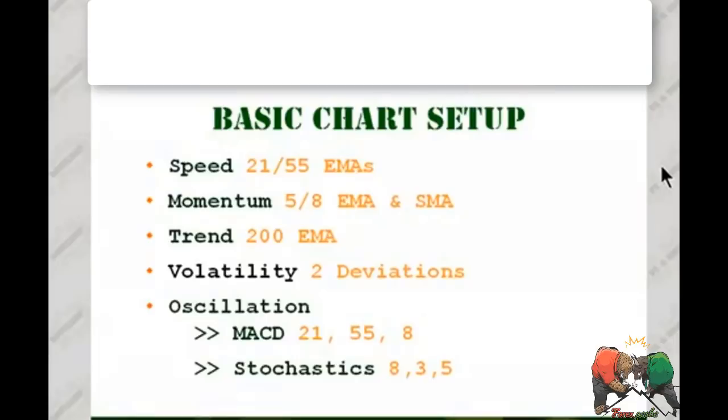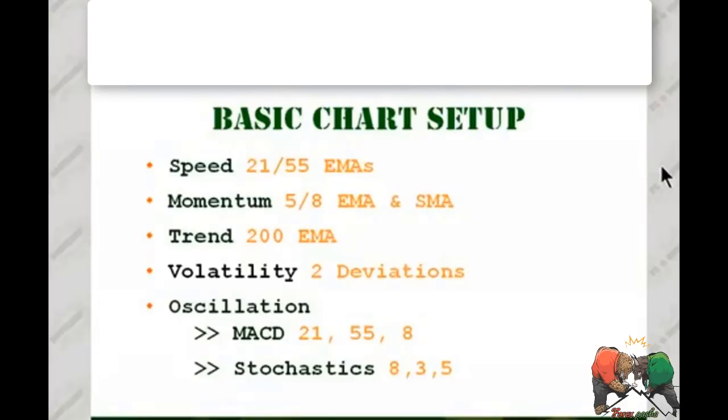I like 21 and 55. Now, for price action, or what I call momentum, we look at the 5-8 EMA, and the 8 is an SMA, but again, you don't have to get too focused on that. It doesn't really matter. I'm using short-term moving averages. That's all that matters. They cross a lot because they're measuring things in the short term. For trend, I use the 200 EMA. We're not going to talk about that today.